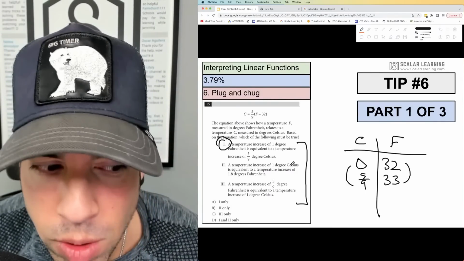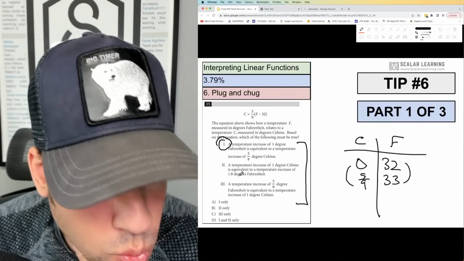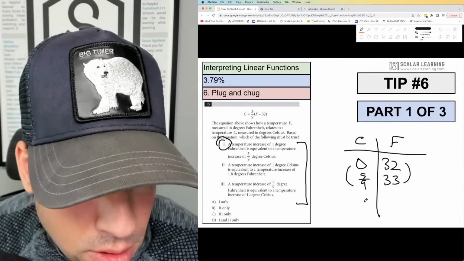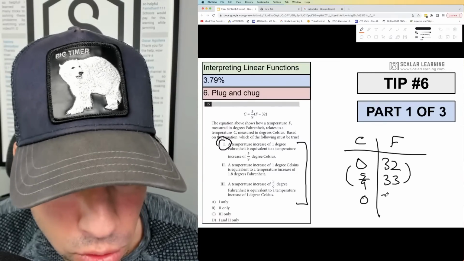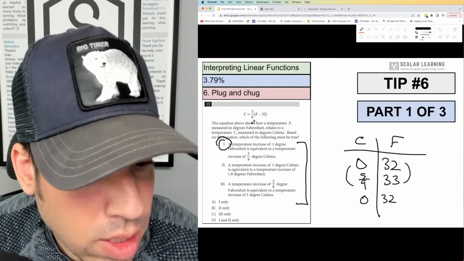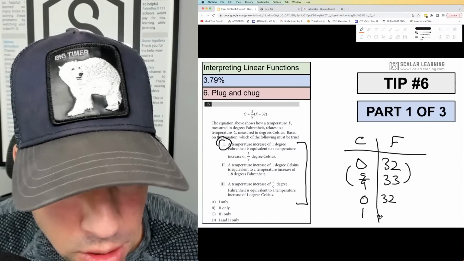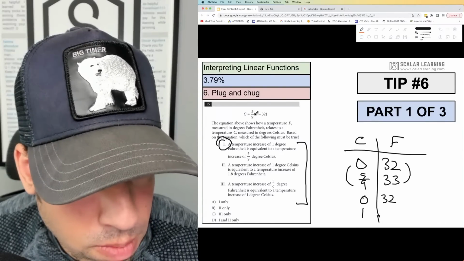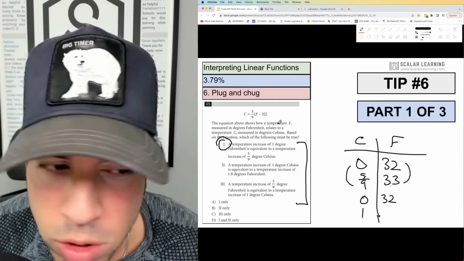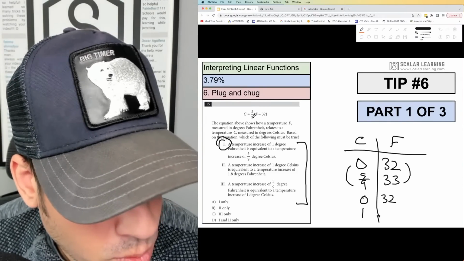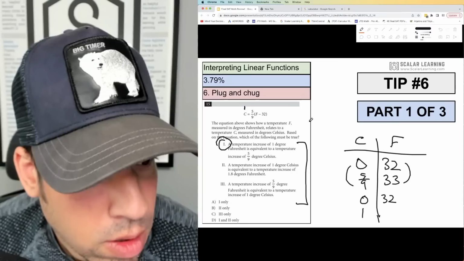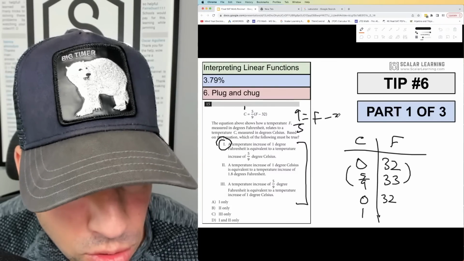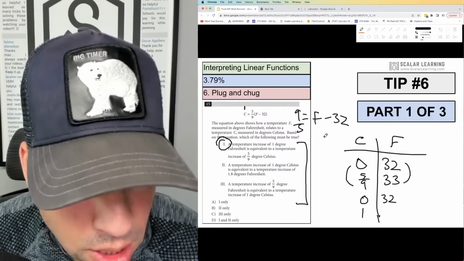A temperature increase of 1 degree Celsius is equivalent to 1.8 Fahrenheit. Okay, let's try it. Again, we got 0 here for 32 Fahrenheit. Let's make it go up to 1 for Celsius. If Celsius is 1 degree, how do we solve for this? We multiply both sides by 9/5, right? Isolating, here's 1. So we have 9/5 equals F minus 32. Then we're going to add 32 to both sides.